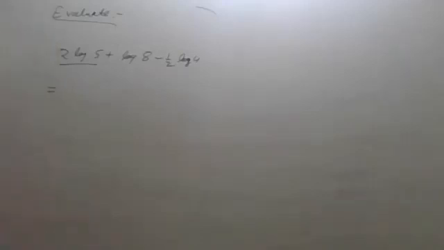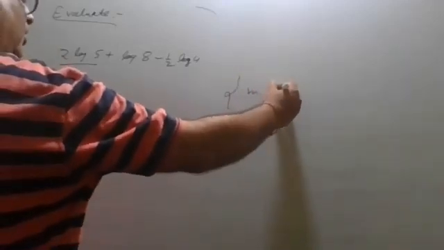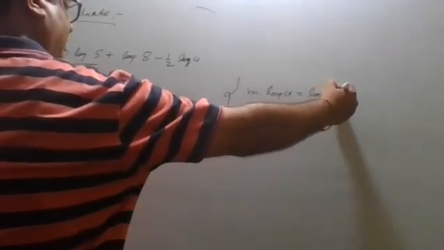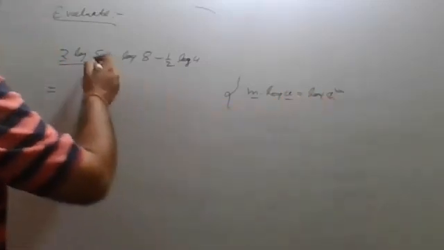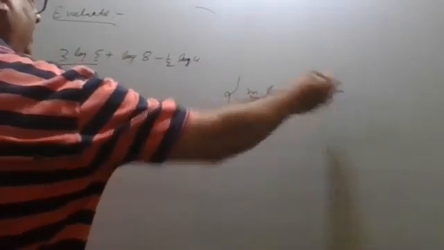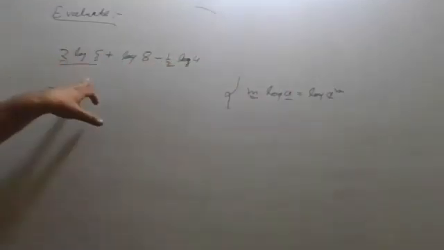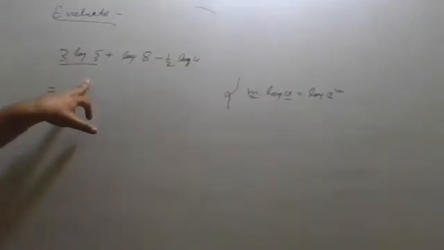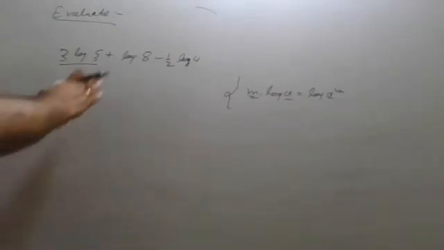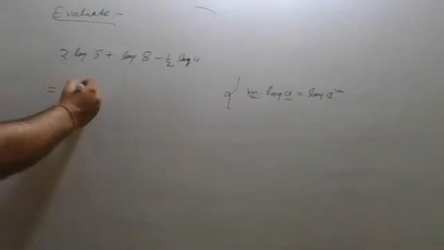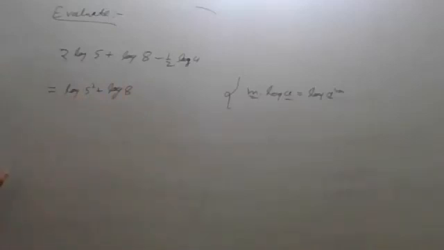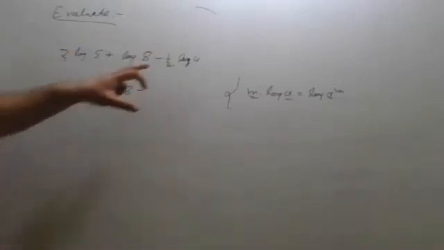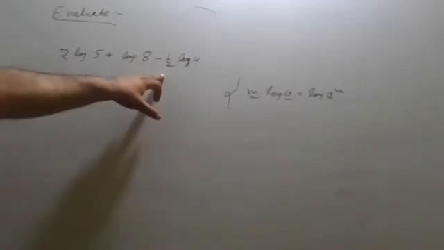Is that clear to you? As we know, m into log a equals log a to the power m. In place of m it is 2, in place of a it is 5. So 2 log 5 equals log 5 square. Plus, write this log 8 as it is. First we have to remove the coefficients before using the form of log a plus log b.